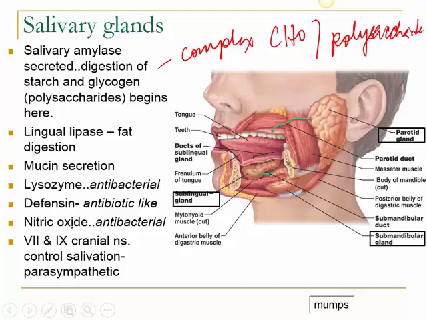Substances like defensin and nitric oxide are also produced, which also have an antibacterial, antibiotic type of action. So not only is the enzyme important, but all of these other substances are equally important to keep your oral cavity healthy.